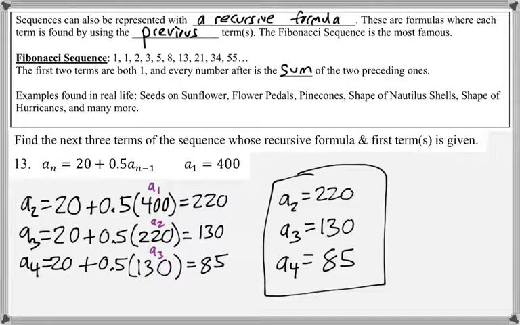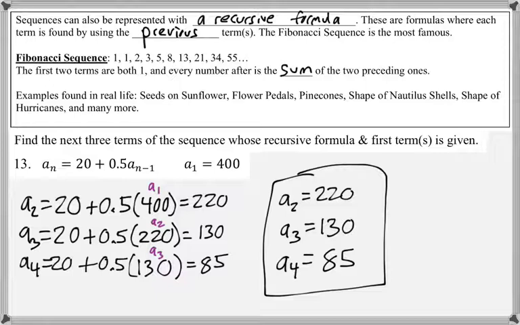So just one more thing about recursive formulas. You always need the previous term or terms to find the next one. So if someone were to ask you to find the 100th term of a recursive formula, that's a very difficult question because you have to find all of the previous ones, and that's a ton of work. So I would never ask you that.